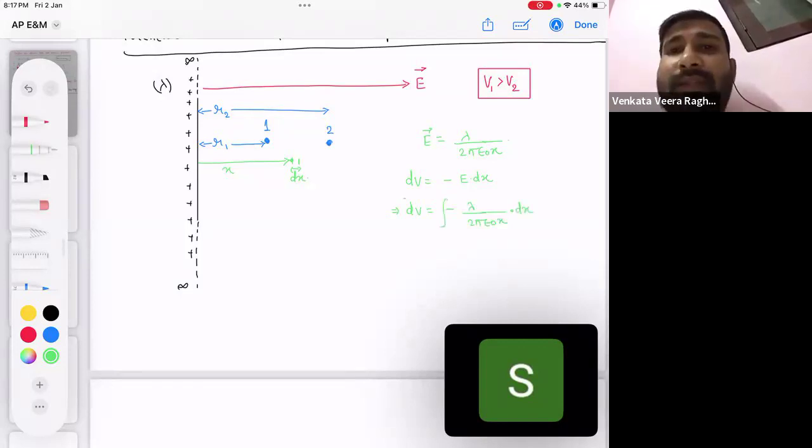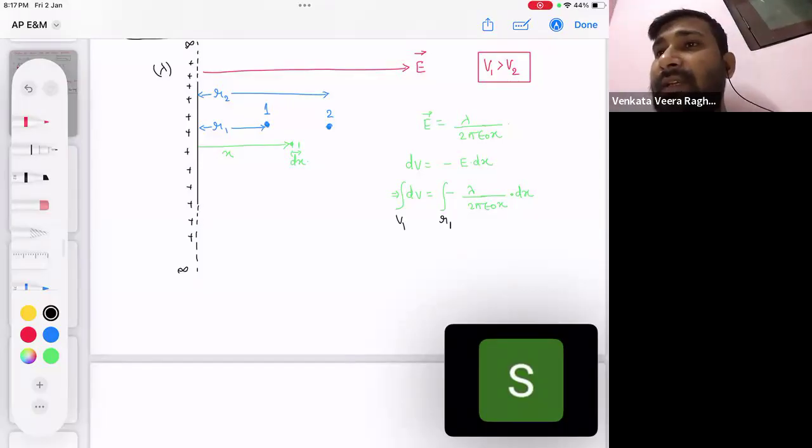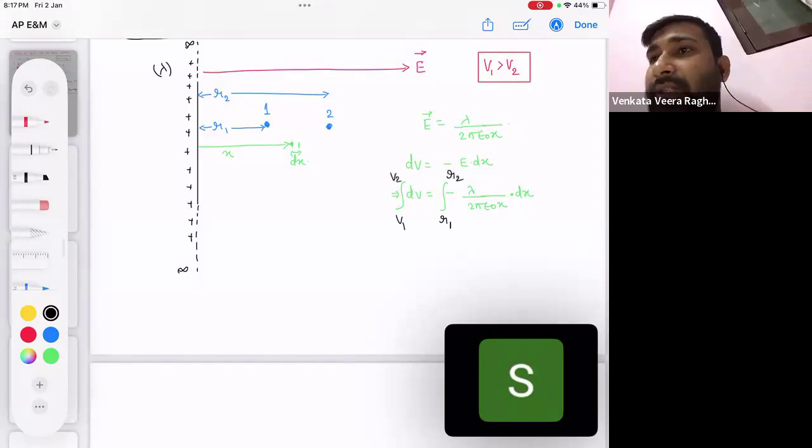Let's integrate it. Now tell me, where do I want to find the potential? We want to find the potential difference between the two points 1 and 2. The point number 1 is at R1 distance. So when x is R1, potential is V1. When x is R2, what is the potential? V2, isn't it?